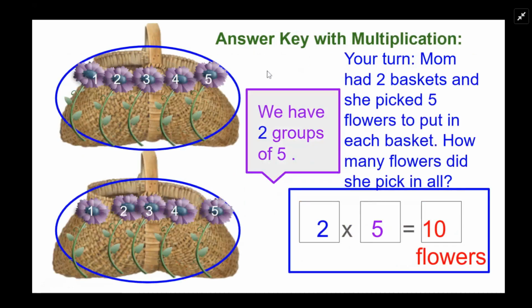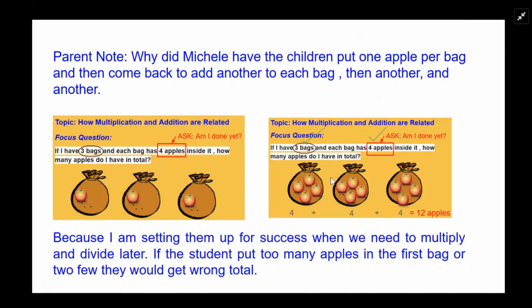Here's my answer with multiplication. We have 2 groups or 2 baskets of 5 flowers in each group. So my multiplication equation is 2 times 5 equals 10 flowers. I hope you got it right. I'm sure you did because I know you're super smart. If you didn't, go back and check your pictures and check your multiplication and addition because you should have come up with the same answers both ways.